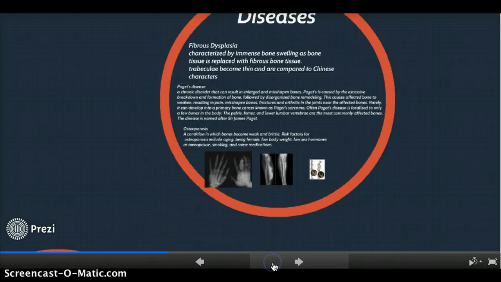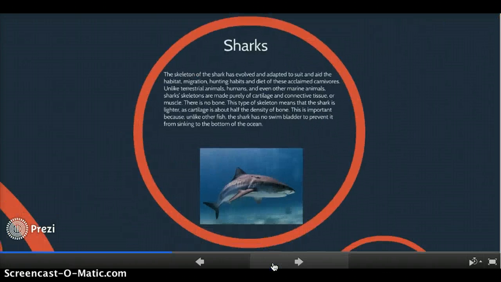Sharks. The skeleton of the shark has evolved and adapted to suit and aid the habit, migration, hunting habits, and diet of these acclaimed carnivores. Unlike terrestrial animals, humans, and even other marine animals, shark skeletons are made purely of cartilage and connective tissue, or muscle. There is no bone.